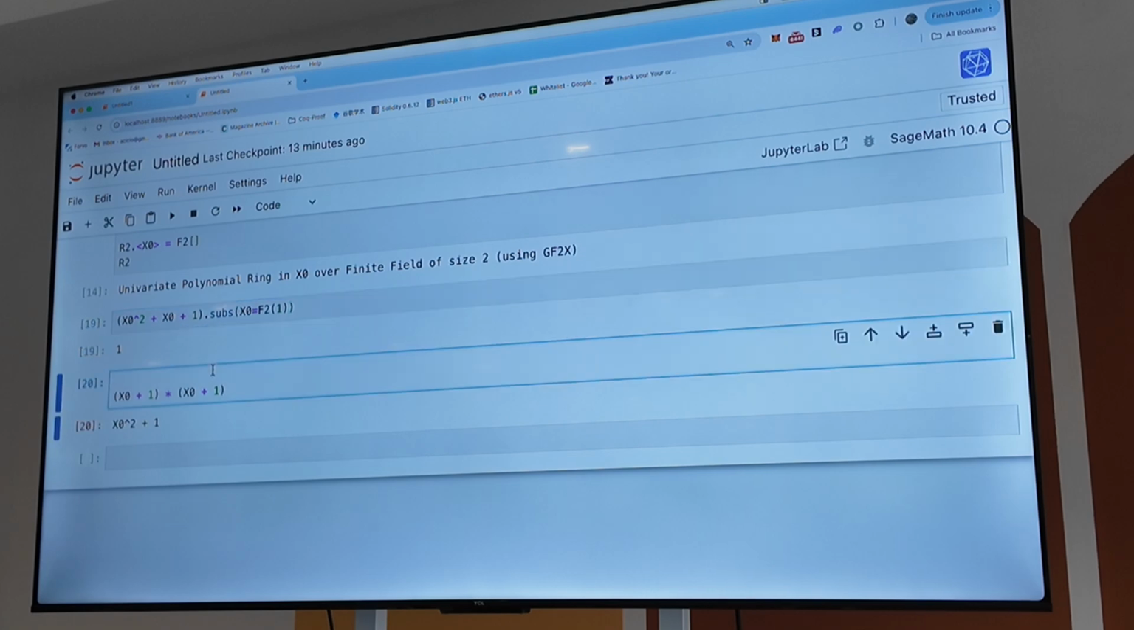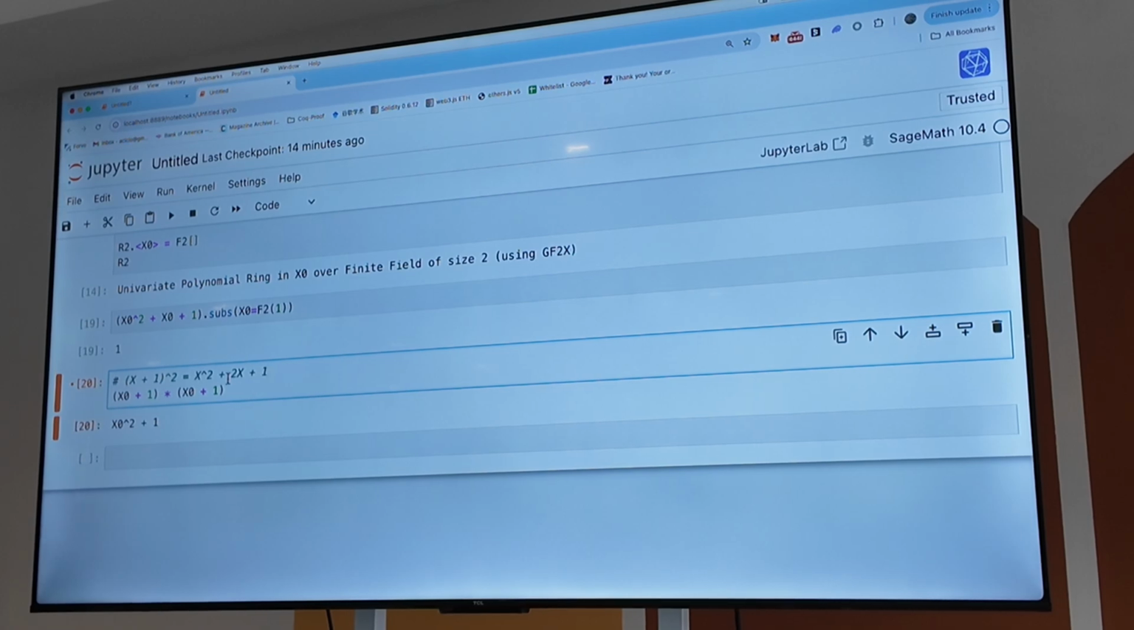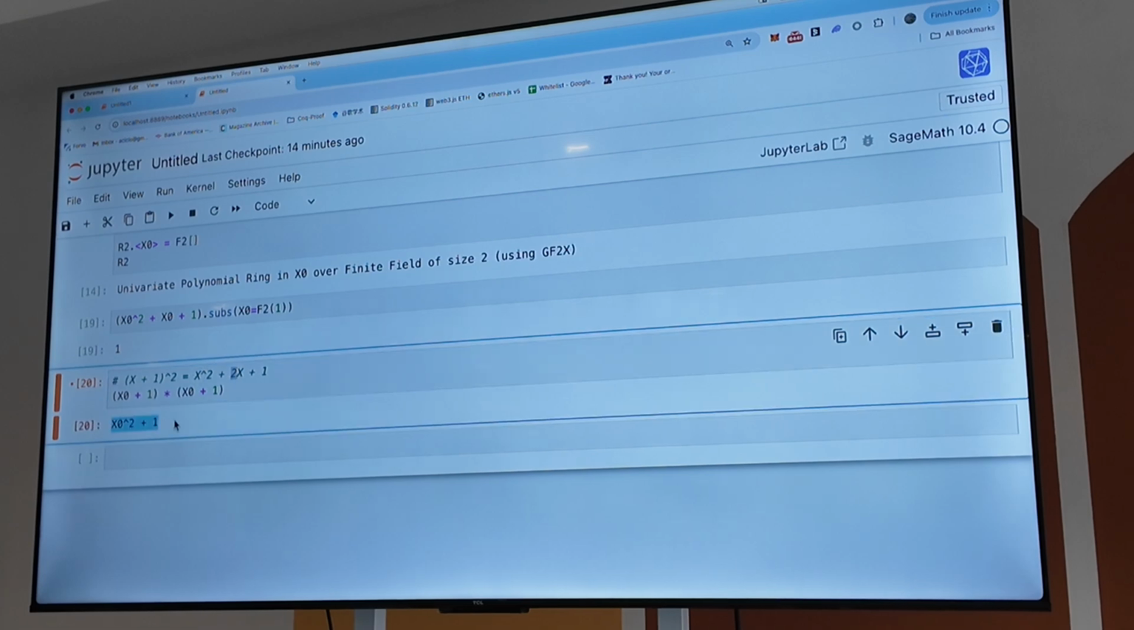If it were a polynomial over the integers, when we calculate the square of x plus 1, we'd have x squared plus 2x plus 1, right? But here, please remember that we're not in the world of the integers, we're in a binary field, so there's no 2. 2 actually equals 0. So then we have x squared plus 1, right?